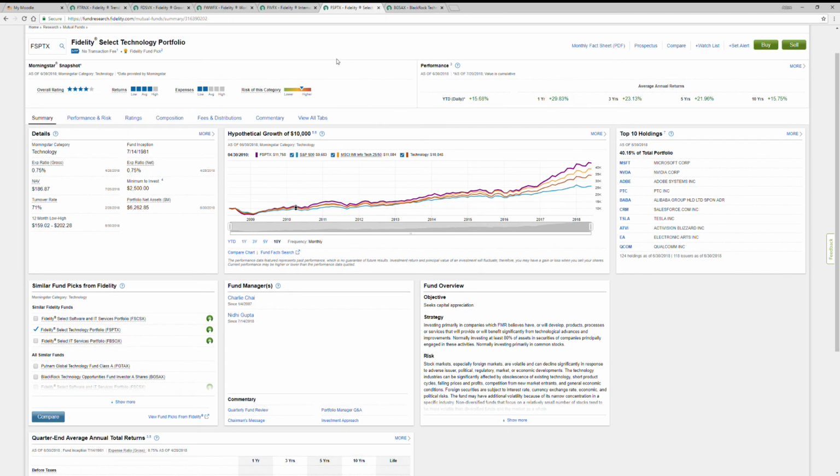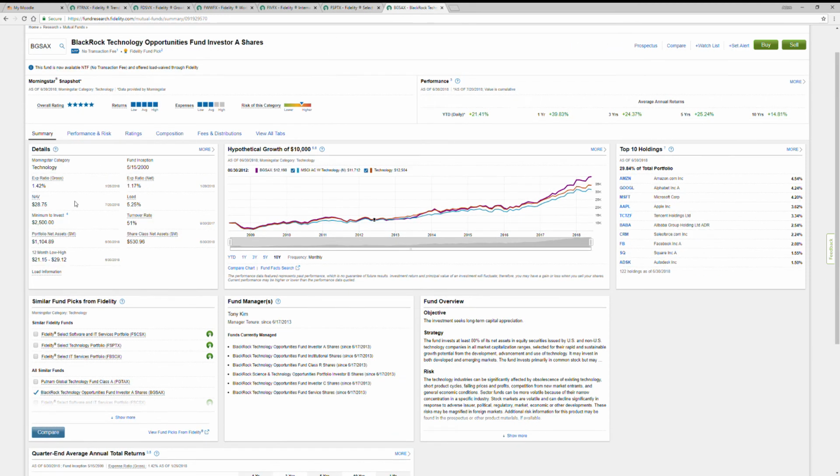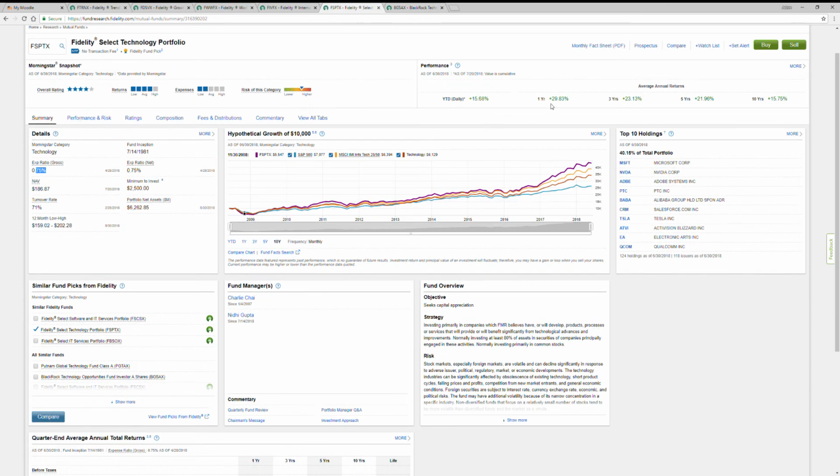for starters, we got Fidelity Select Technology, and the expense ratio to returns ratio is going to be, I believe, better for this one because we have an expense ratio of 0.75, and we have an expense ratio on this one of 1.42. So that's pretty much double the expense ratio for not double the returns.